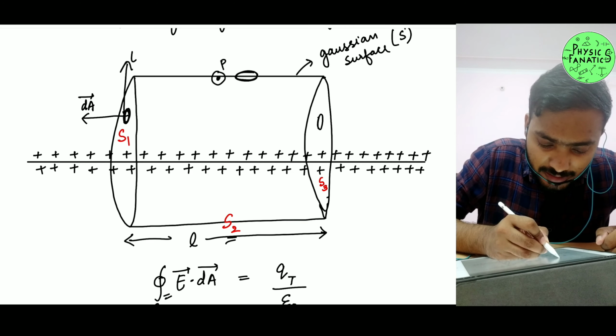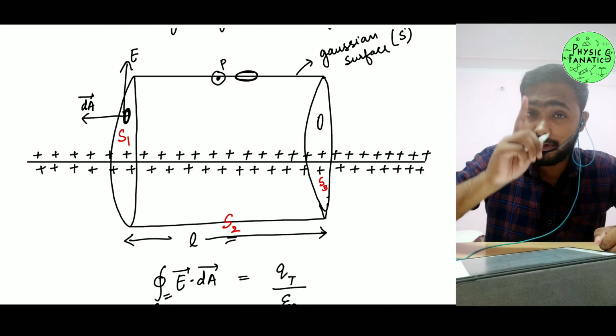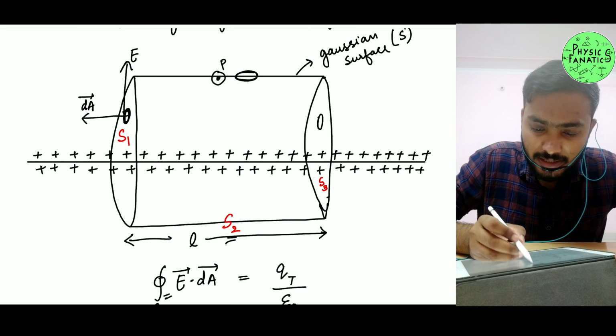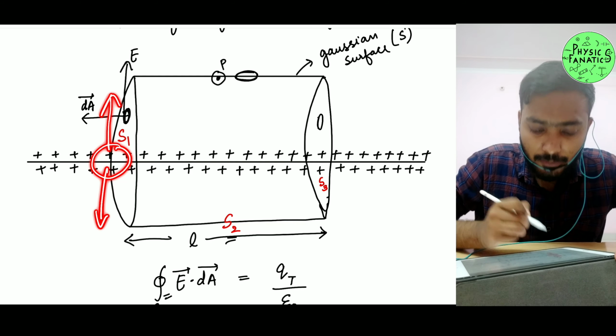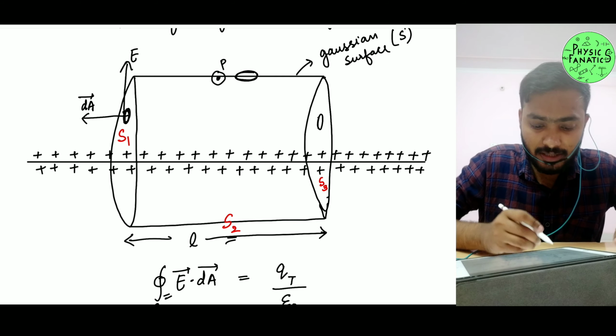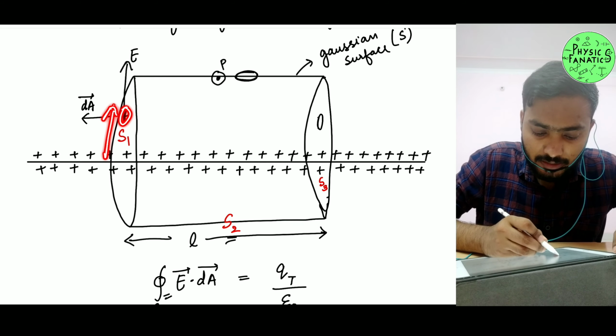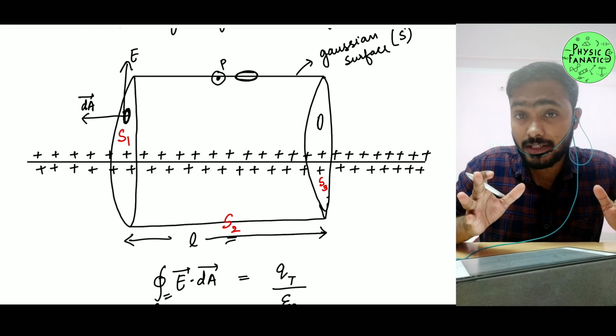The electric field will be in the upward direction, because obviously the charges are here and the electric field will be going upward or downward. But for that area vector, I can see the electric field is going in the upward direction. Is that a yes or no?